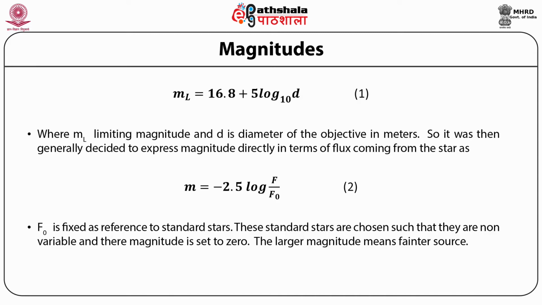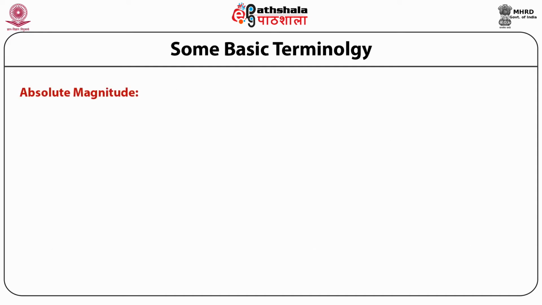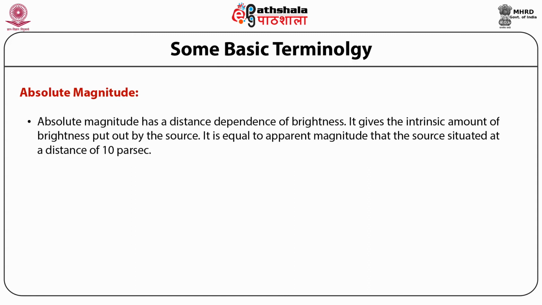So we refer to many things under this discussion in terms of different terminologies, and some frequently encountered terms while studying photometry are as follows. The first one is the absolute magnitude. The absolute magnitude has a distance dependence of brightness. It gives the intrinsic amount of brightness put out by the source. It is equal to the apparent magnitude that the source would have at a standard distance of 10 parsec.